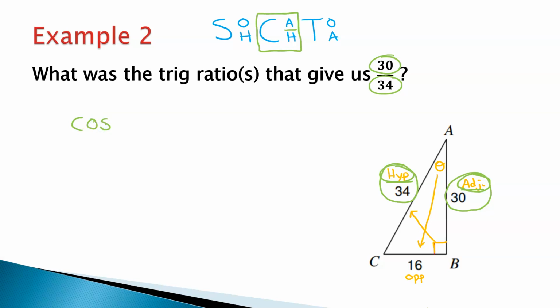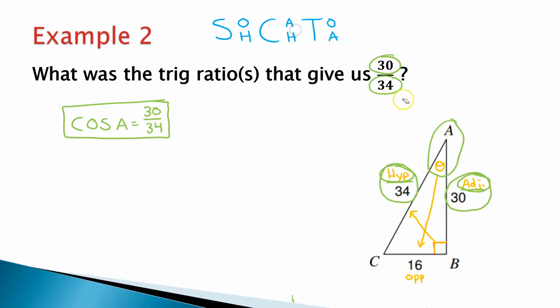And then where were we standing? What angle were we actually standing at? We were standing at angle A. Cosine of angle A will give you A, which is our adjacent, 30, over our hypotenuse, which is 34. That is one possible answer there. All right. So what do we have to do next? We're going to have to reset this problem. So let me erase a couple of things here. We're going to erase.